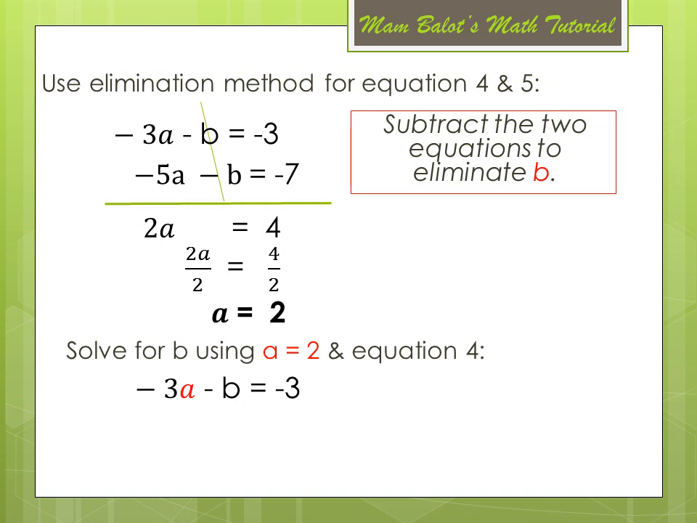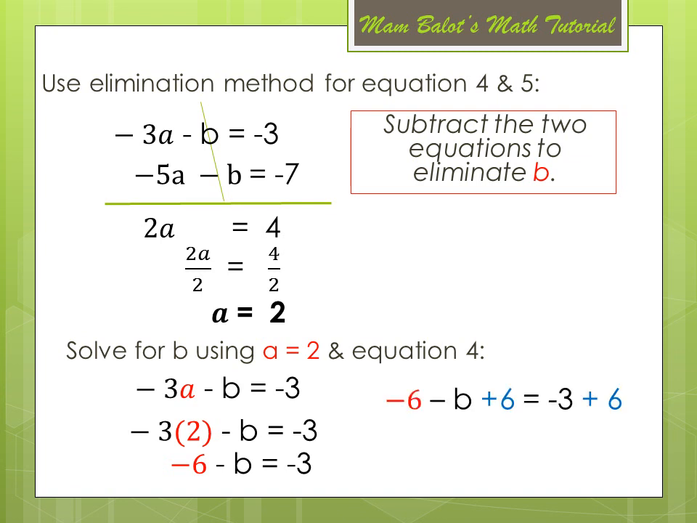So we will solve b using a is equal to 2 and equation number 4, which is negative 3a minus b equals negative 3. So we substitute a equal to 2, so we have negative 3 times 2 minus b equals negative 3. So multiplying negative 3 and 2, we have negative 6 minus b is equal to negative 3. So to solve for b, we need to add 6 on both sides. So we have now negative 6 minus b plus 6 equal to negative 3 plus 6.